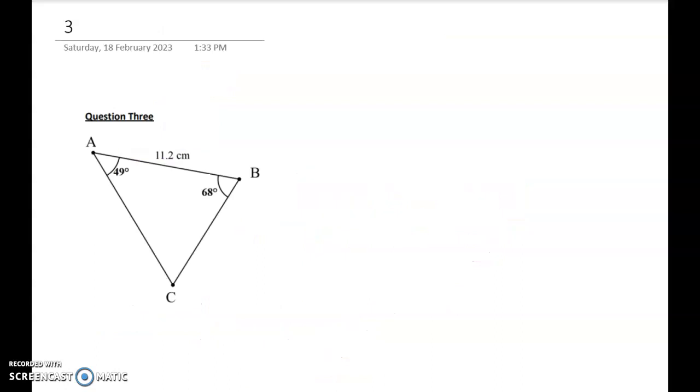Here's question 3, and when we first look at it, it's kind of hard to figure out what we can do. So we don't have that pair. Here we've got B, but we haven't got that side. And here we've got this, but we haven't got this. So we can't immediately use the sine rule.